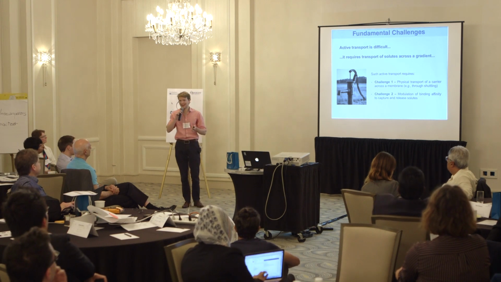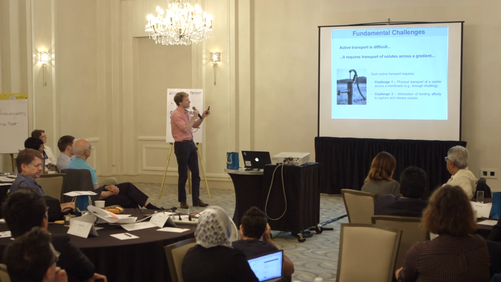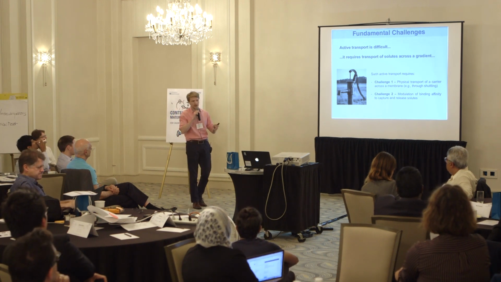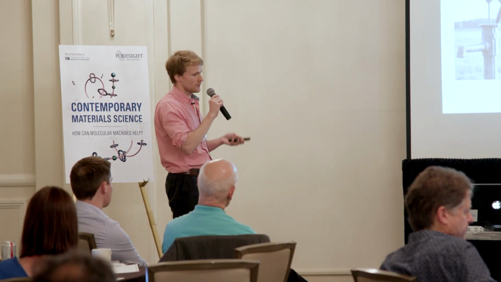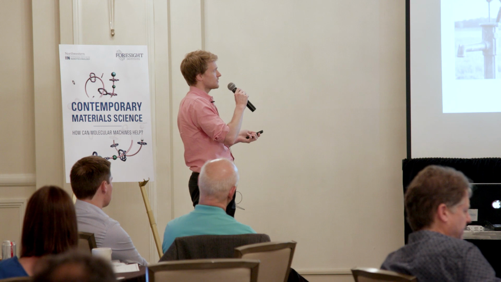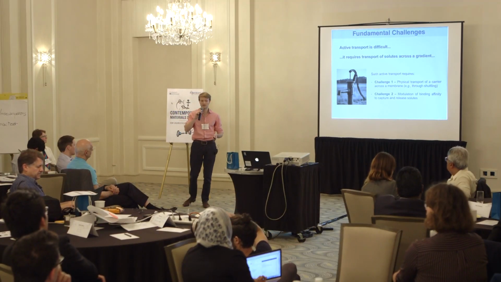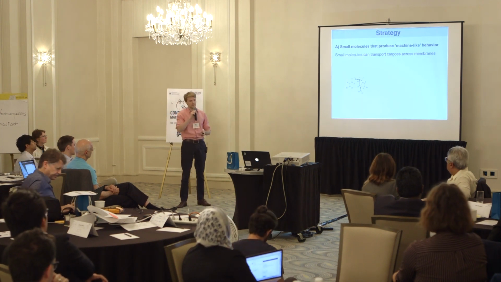So fundamentally, active transport is hard, and it requires transport of solutes across gradients and against gradients. To achieve that, we have two challenges initially that we need to address. You have a physical transport of a carrier or movement of a component of some type across a membrane, and then you need to modulate the binding affinity of anything that you're carrying across to allow you to both bind it and then release it on the other side.